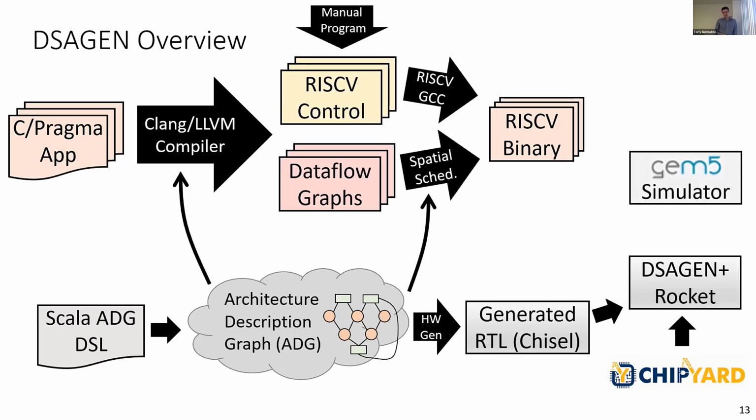This RISC-V binary can be run on a simulator, and a very slightly different version of the binary will run on a DSAGEN generated design with a Rocket core. And then finally, like I said before, we have some support for design space exploration.